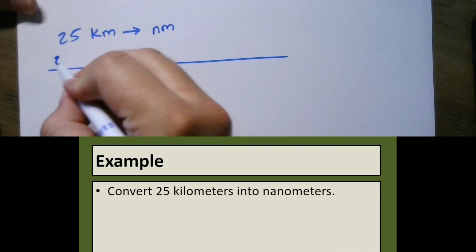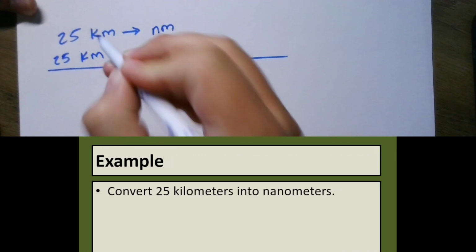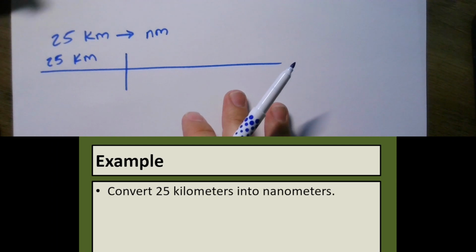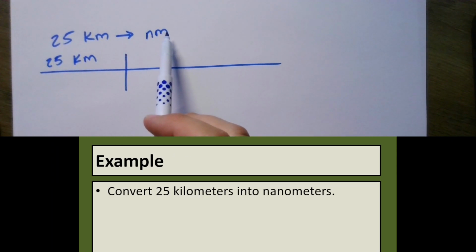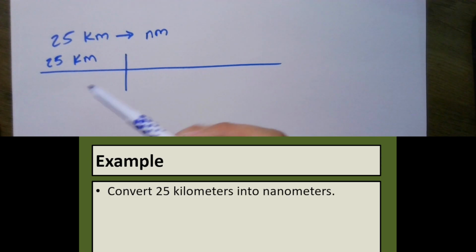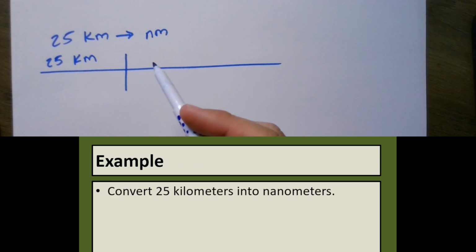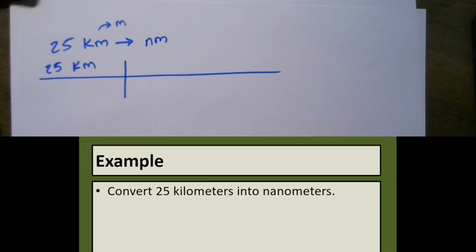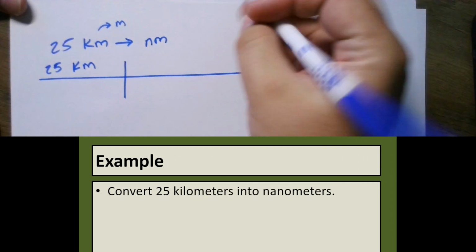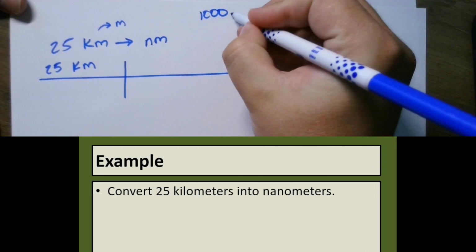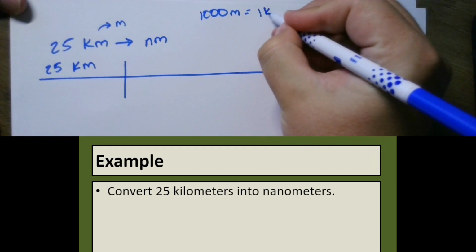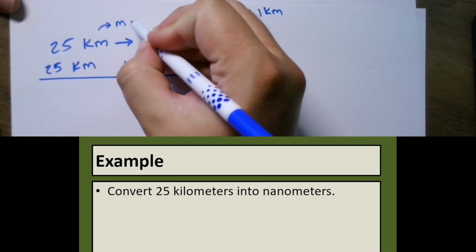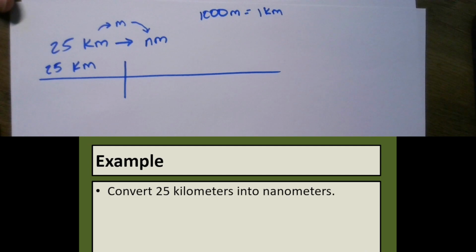This is the number I have, so I'm going to put 25 in its unit, kilometers, in the top left. And I eventually want to get to nanometers. Now, in my head, I don't know exactly how many nanometers are in a kilometer or vice versa, but what I can do is break this up into steps that I know. So kilometers, I know I could turn kilometers into meters. We just saw on the previous slide, 1,000 meters equals 1 kilometer. Okay, so that helps me. And then once I have meters, I'll be able to convert it into nanometers.